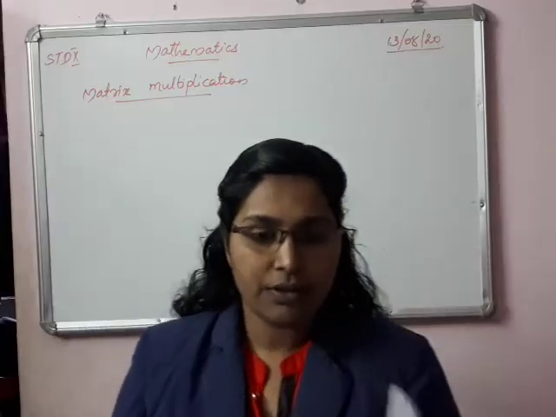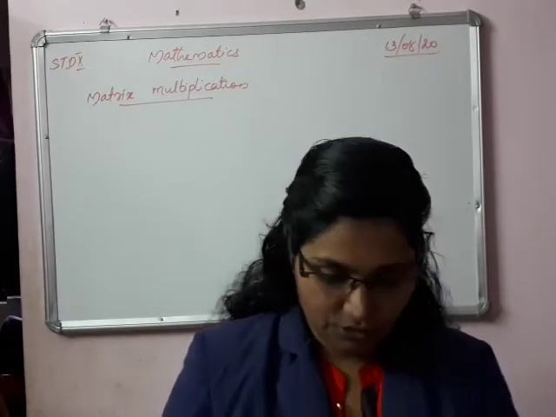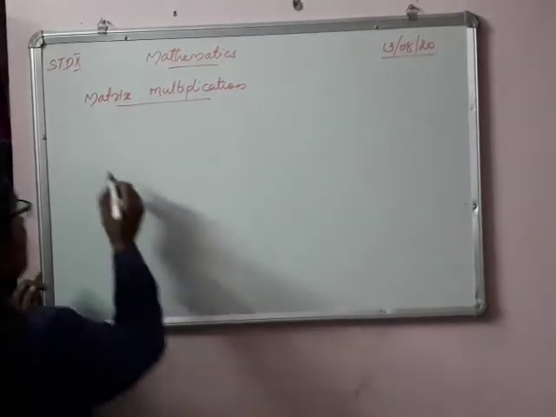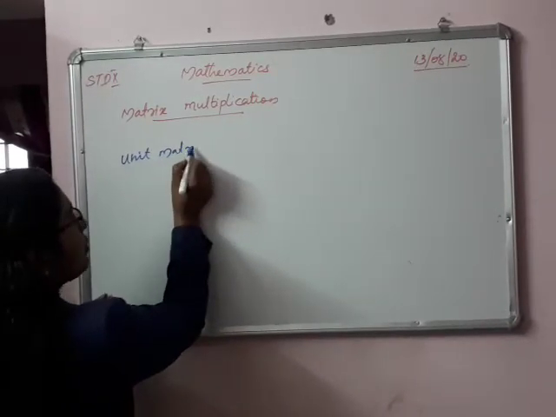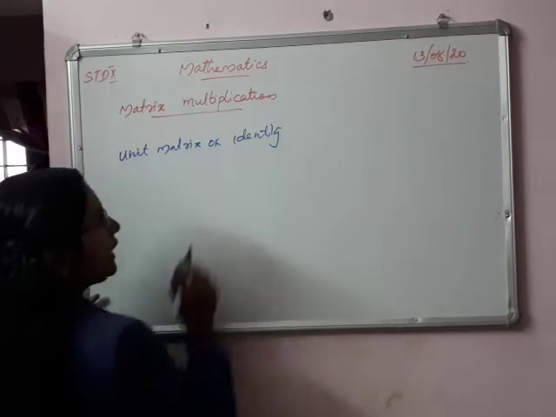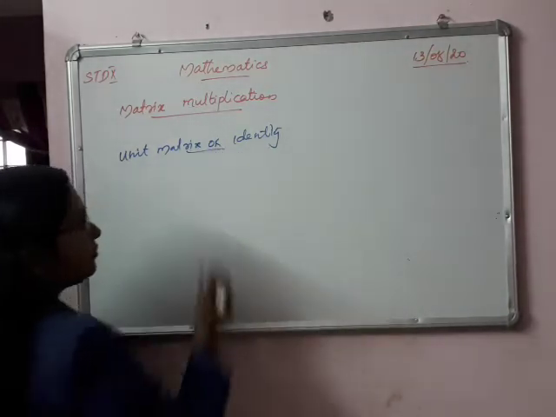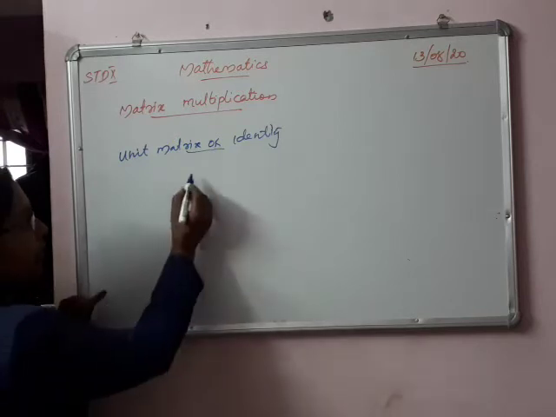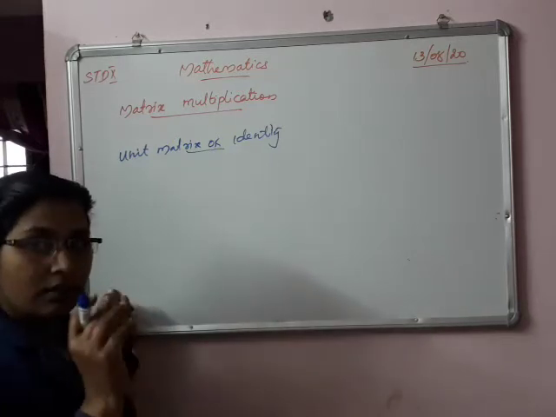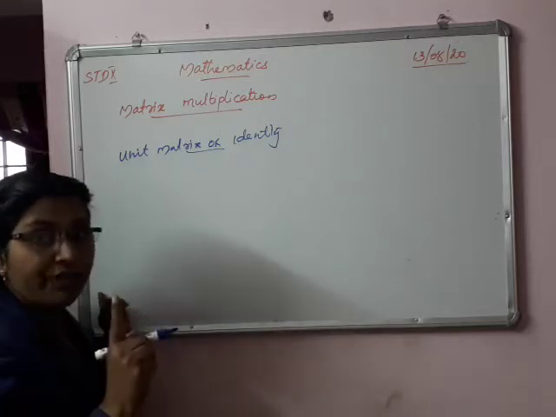Before that, we will discuss some more points based on matrices. First one is the unit matrix, or identity matrix. In a square matrix, you know what a row and a column are. What is the order of a matrix?